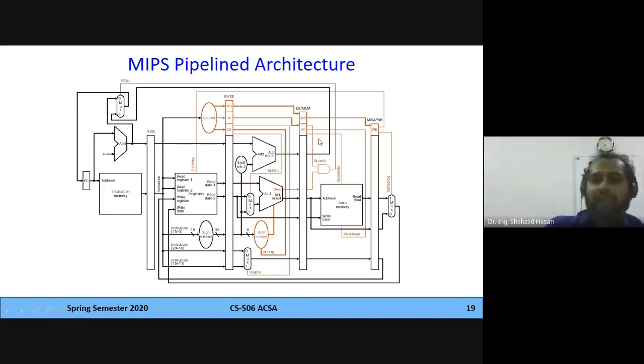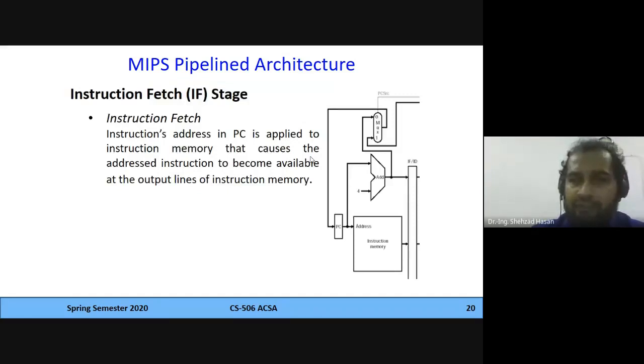So this is the diagram showing you the MIPS internal architecture. I'm going to come one by one to every stage. So what we have done is divided that process into 5 stages. Our first stage is instruction fetch. In instruction fetch, that's our first stage, every instruction has to go through that, and this is going to remain the same for all the instructions.